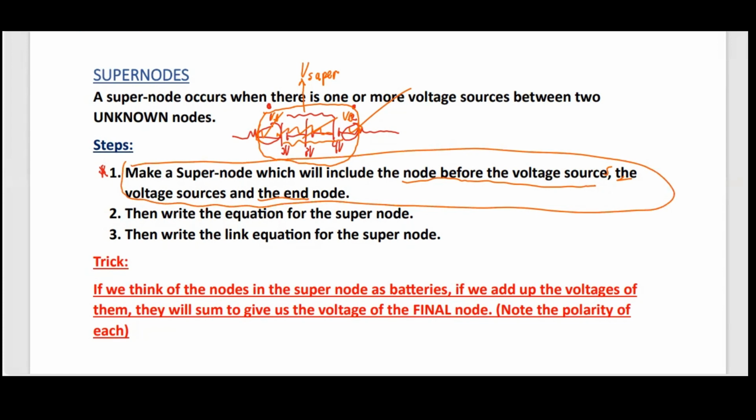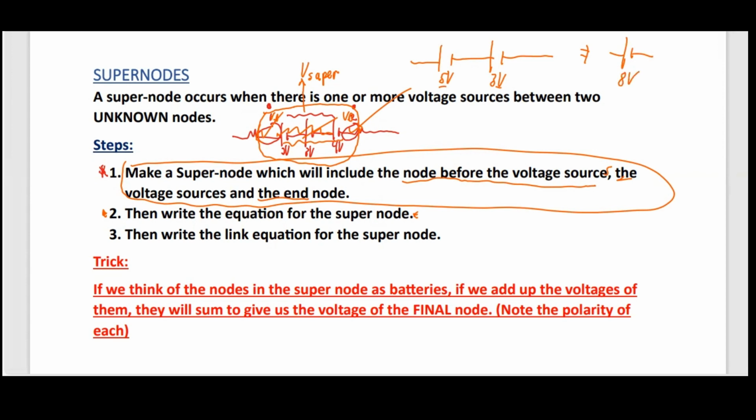Step 2, you write the equation for the supernode. This here is fun, I love this. The trick is you're literally treating each source like a battery, and it's the sum of all the batteries. For example, if I had this battery here and this battery here, say this was 5 volts and this was 3 volts, if I add both of these, I basically just get 8 volts.